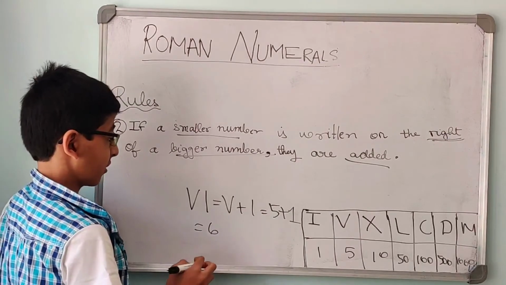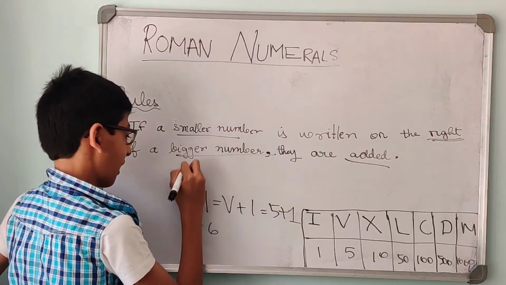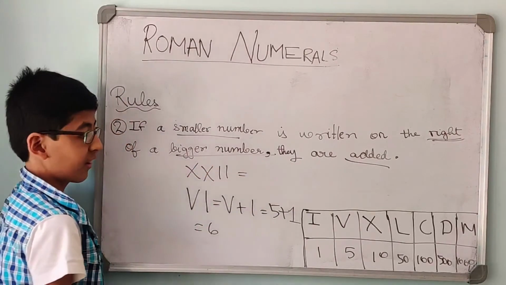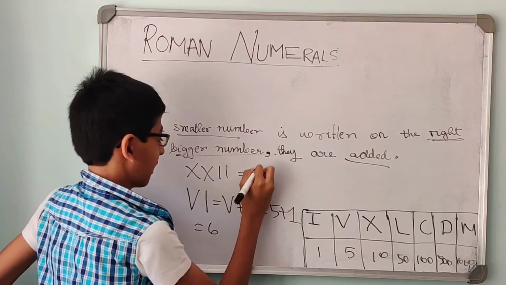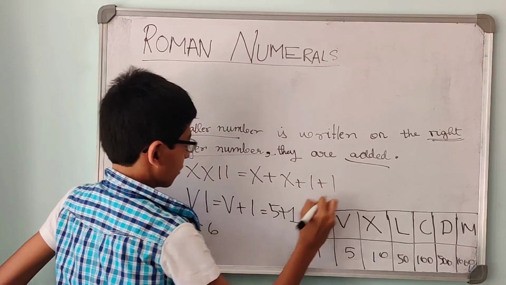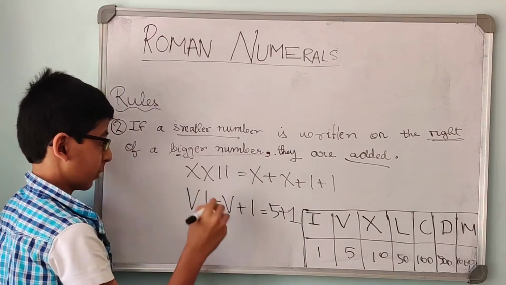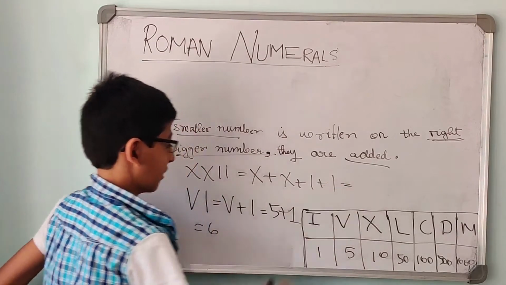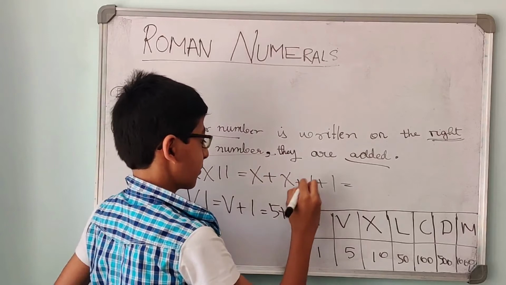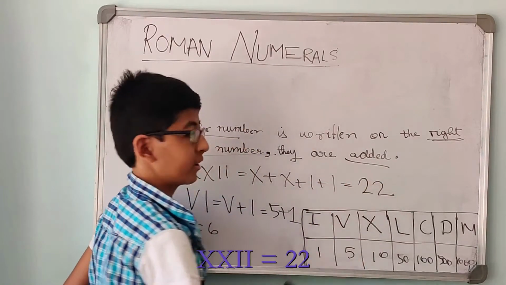Now let us solve a last example to support this rule. Let's take XXII. XXII means that we have to add all of them. If 2 numbers are repeated and behind them also there are 2 numbers, we add them all up together. So XXII is 10 plus 10, 20, plus 1 plus 1, that's 2. So 20 plus 2 gives us 22.